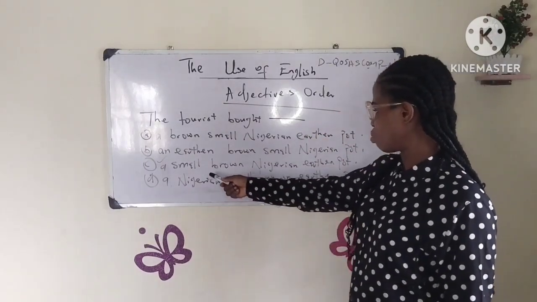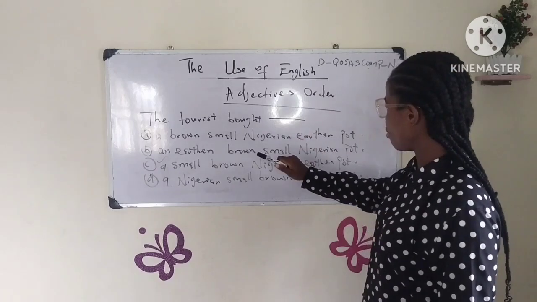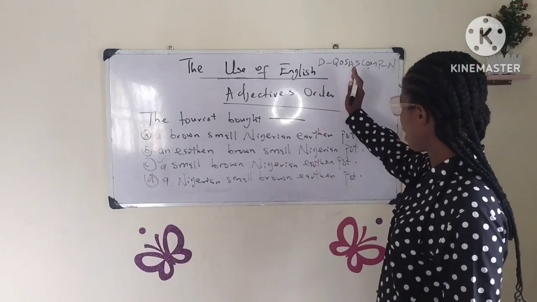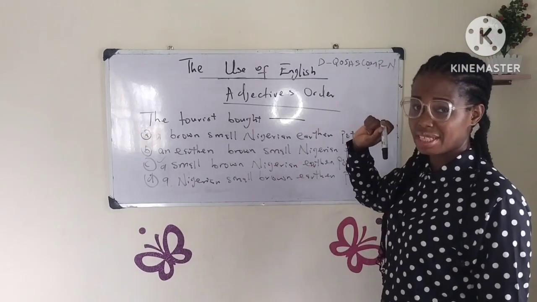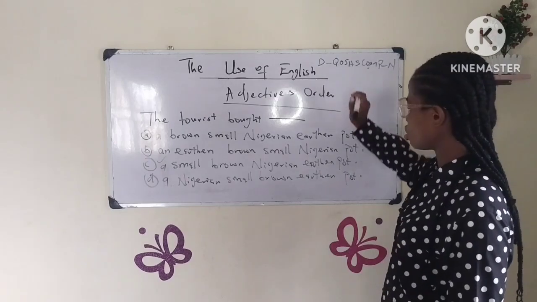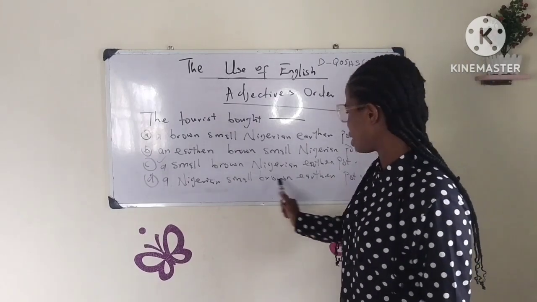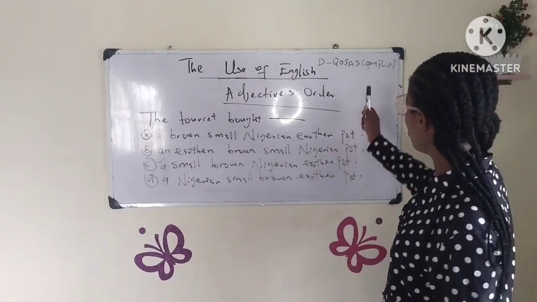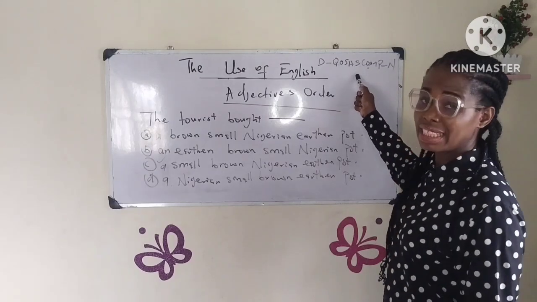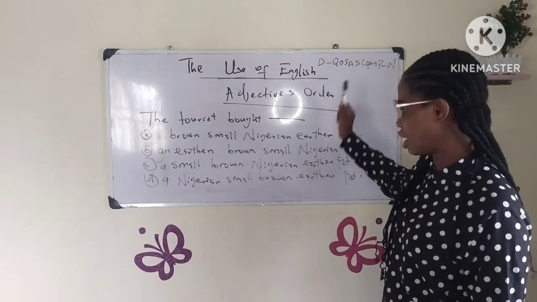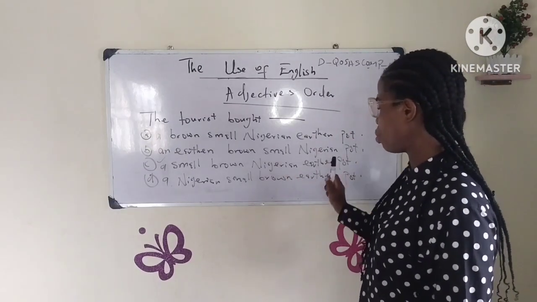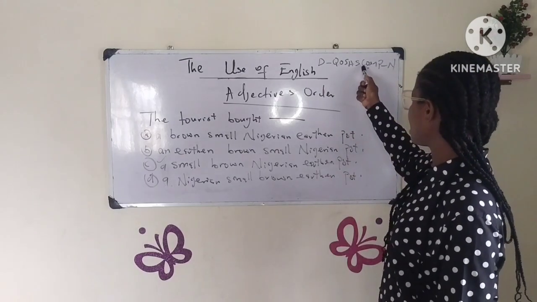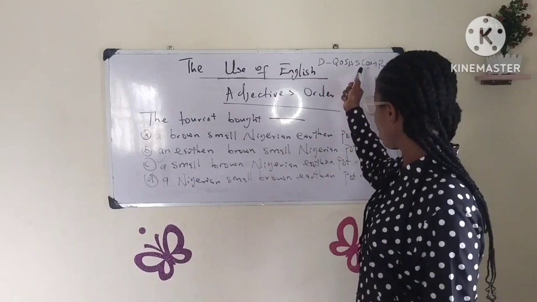Now we have a small. Now after size, what do we have next? Age. Do you have any word that indicates age? No. Okay, now we'll move to the next letter. Shape. S, shape. Do you have any word that shows shape? No. Then we'll move to the next letter. C. Do you have any word that shows C, color? Okay, C, color.